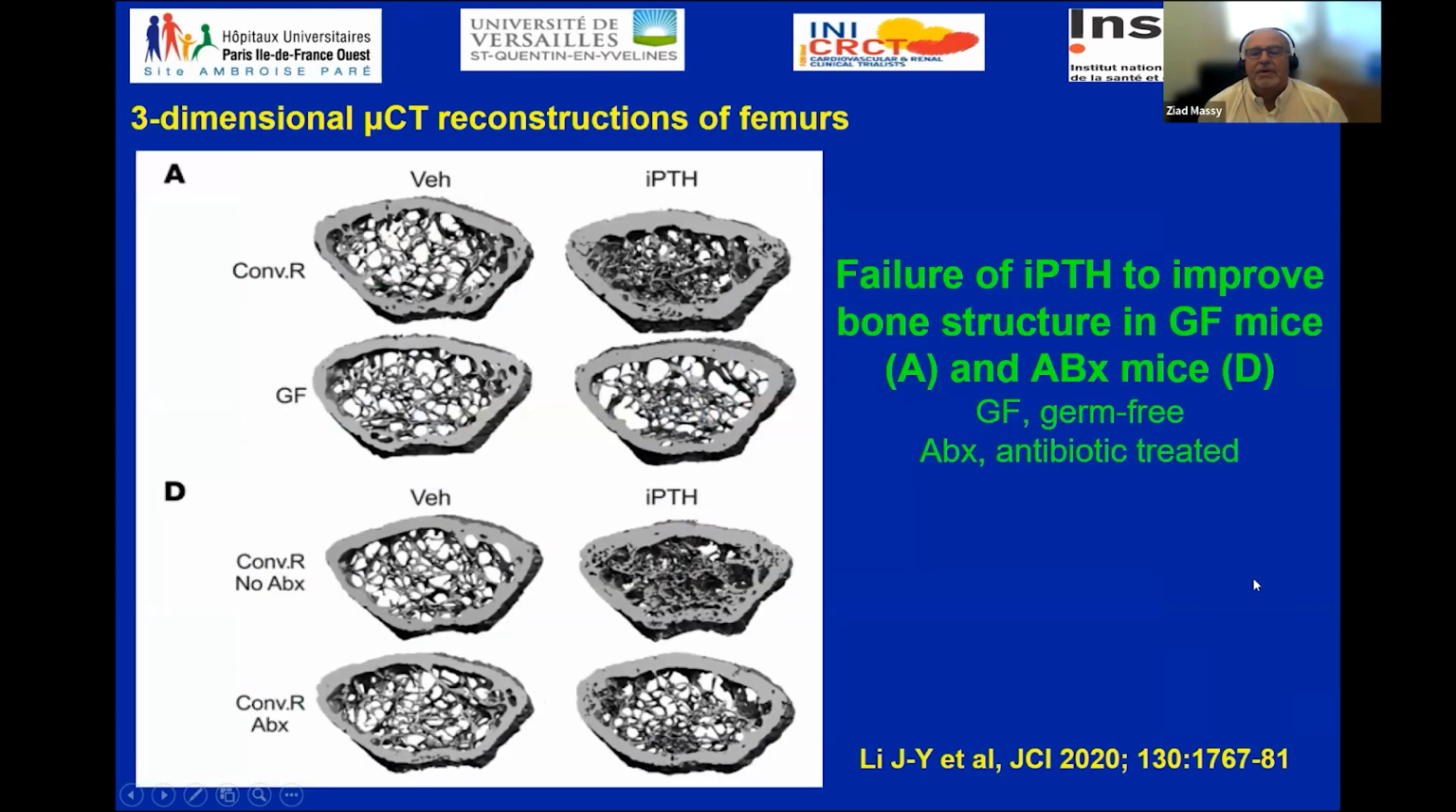He asked whether this action of butyrate can also be associated with a well-known factor modulating bone disease, and they used intermittent PTH. As you see here, in control animals, intermittent PTH improves bone structure. However, in germ-free or antibiotic-treated animals, meaning no microbiota, there is no effect of intermittent PTH on bone formation.